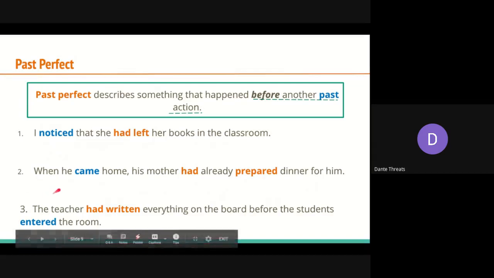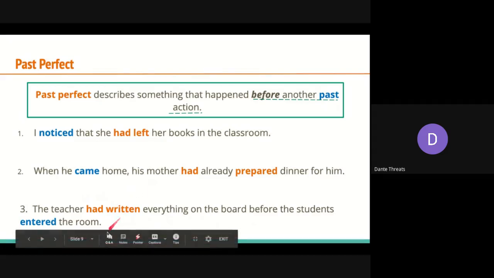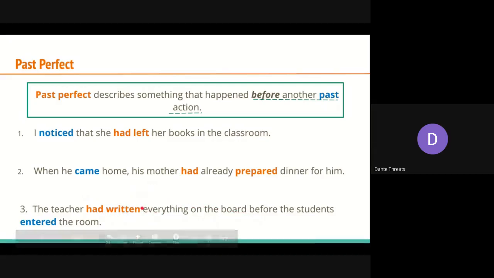Number 3, the teacher had written everything on the board before the students entered the room. All right. The teacher had written everything on the board before the students entered the room. Okay. Which one of these instances happened first? Did the teacher write everything on the board, or did the students enter the room first? Which one? Okay.